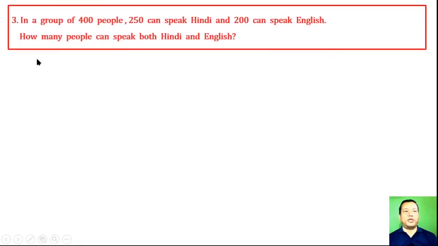For question number 3, in a group of 400 people, 250 can speak Hindi and 200 can speak English. How many people can speak both Hindi and English?